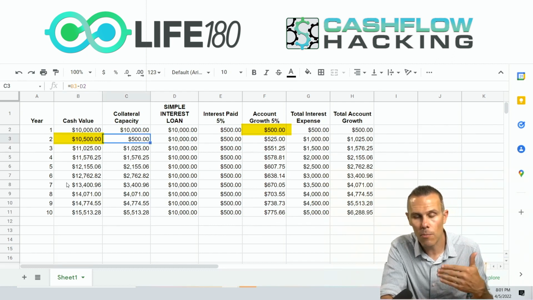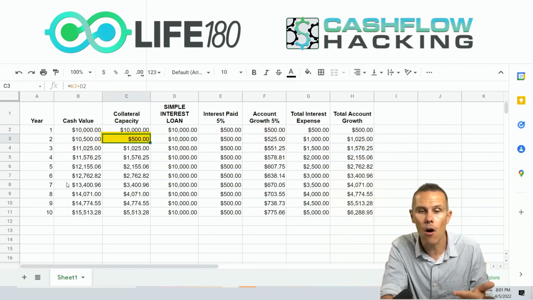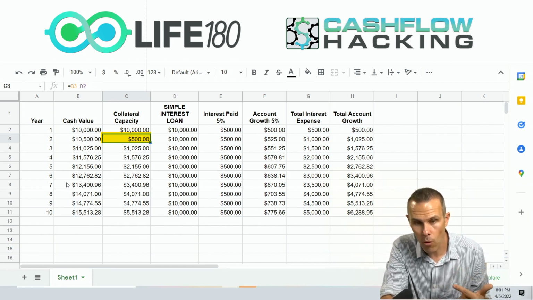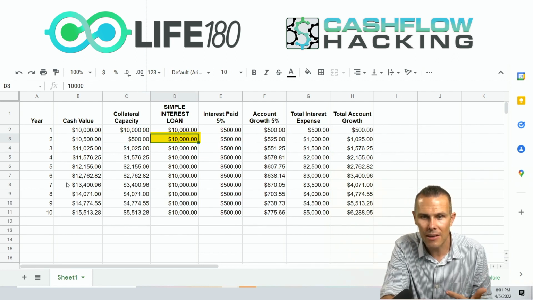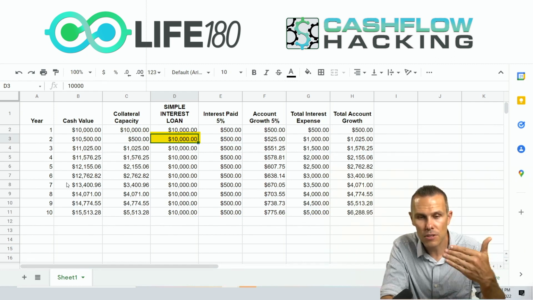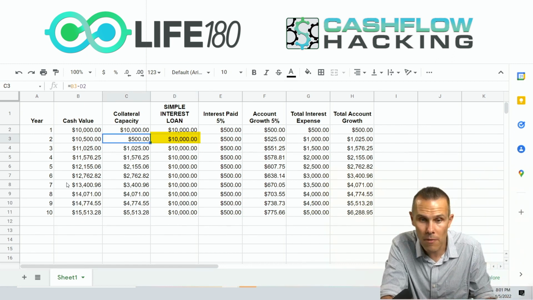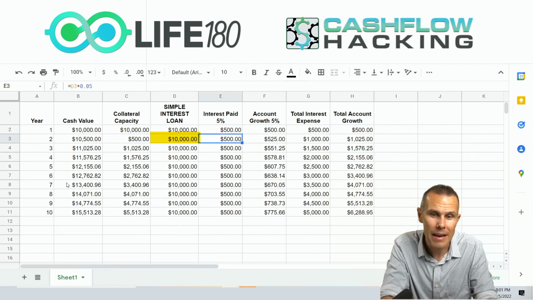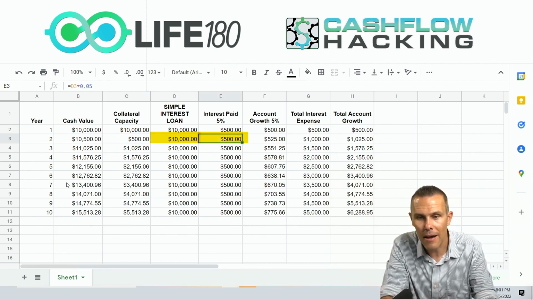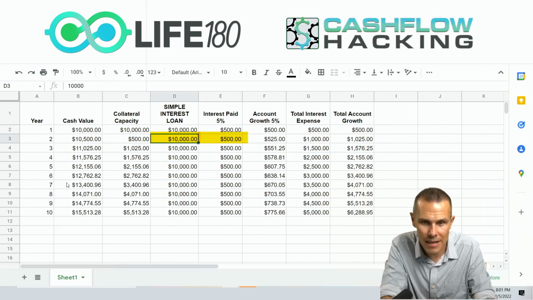Now, what is your collateral capacity in this scenario? It's $500 because you've already got a loan against your policy for $500. Okay, so it's important to understand that. So you've got this $10,000 and it's out there, and you're borrowing against it. You still have that $10,000 out there. You have $500 that you could borrow more against if you wanted to, because your account grew by that amount. Now, you still have to pay another $500. That is your cost for this $10,000 loan. So you can see that's the case.